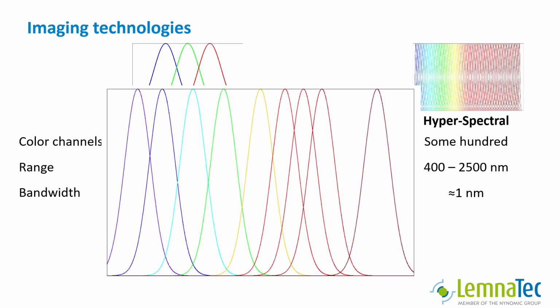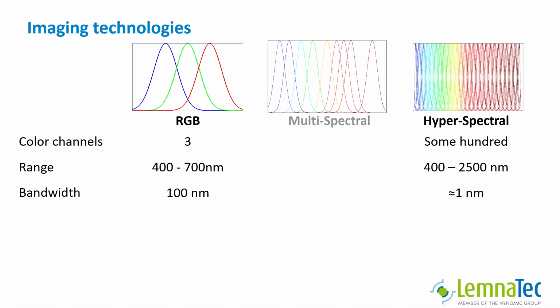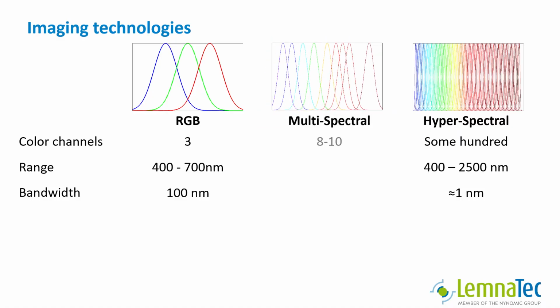Multispectral imaging is somewhat in between. We have more channels. These are defined by different colored light sources. These have a bandwidth of some 10 nanometers, but with longer tails. And these colors may overlap. In addition, we can use filters to narrow down the result further.